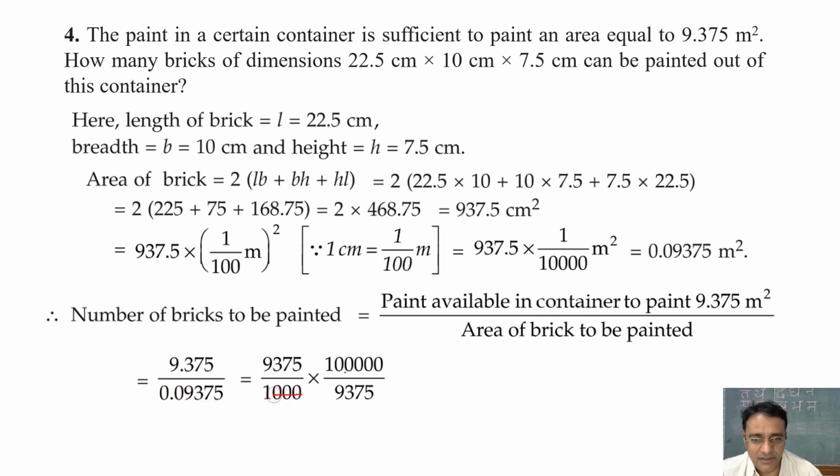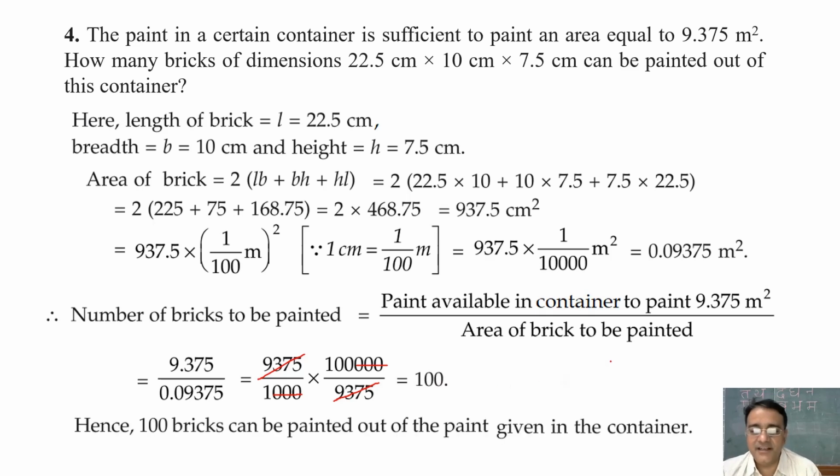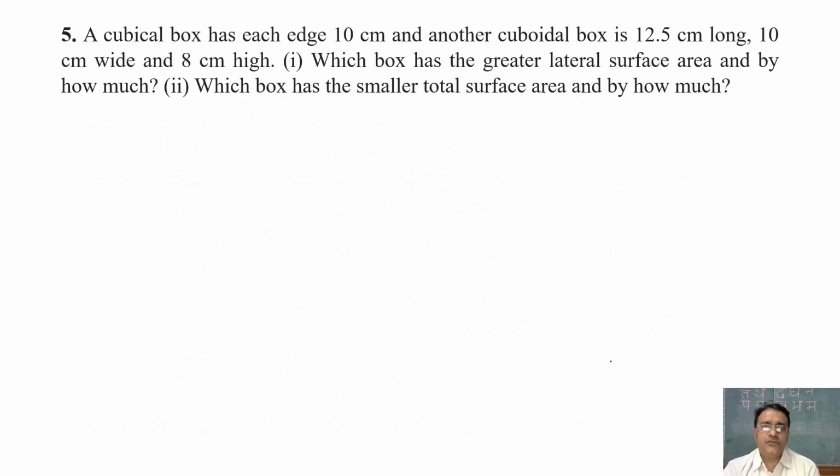Okay. Now this 330 you cancel, and this also you can cancel. So what is the answer? 100. Very good, 100. So hence 100 bricks can be painted out of the paint given in the container. Any doubt in this question? No, sir. Fine. Now fifth question.